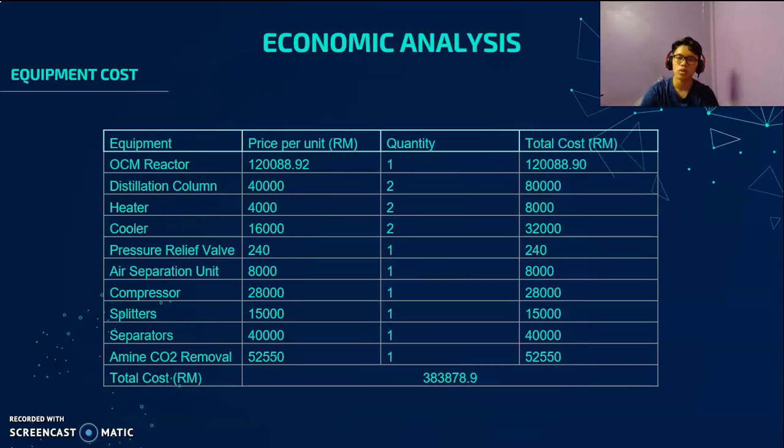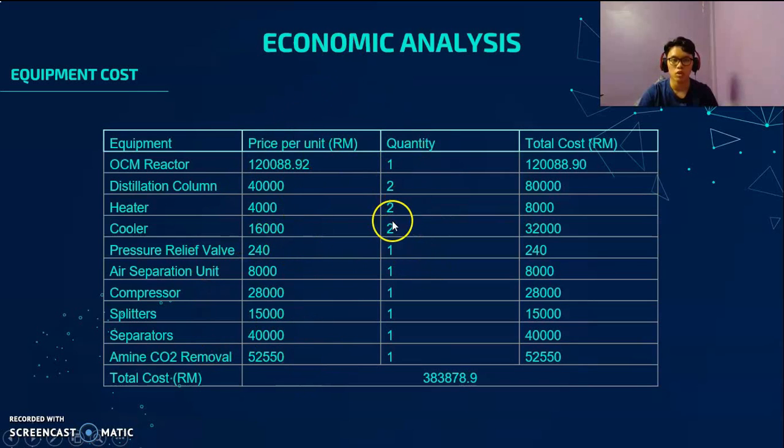In our design of this project, production of ethylene, we use a few units, major units and minor units. The first unit we have is the OCM reactor. The price is huge, expensive because it is a reactor. And this is the price. Then the distillation column, heater, cooler, pressure relief valve, air separation unit, compressors, splitters, separators, and also the amine CO2 removal. So this is the price per unit.